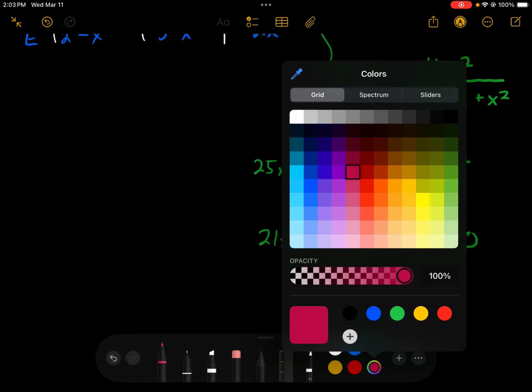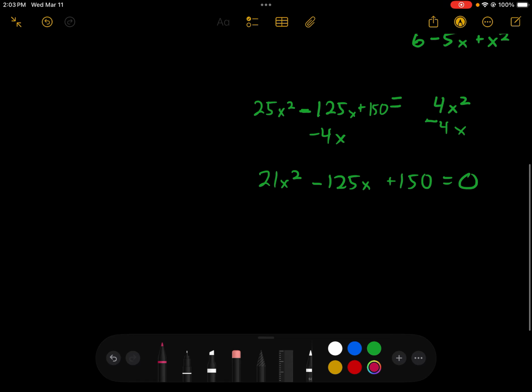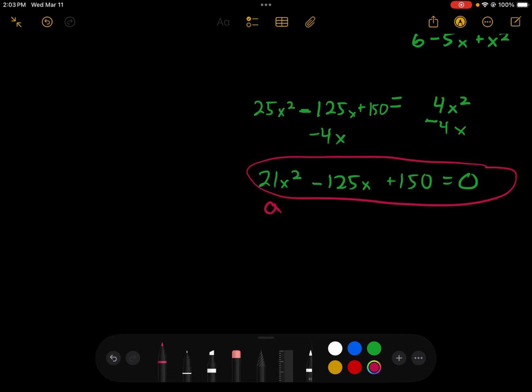So now that I've gone through all those calculations, we now have a format that is easy to use the quadratic formula with, because we have ax squared plus bx plus c, and we can plug that into our quadratic formula, which I'm going to write down over here.